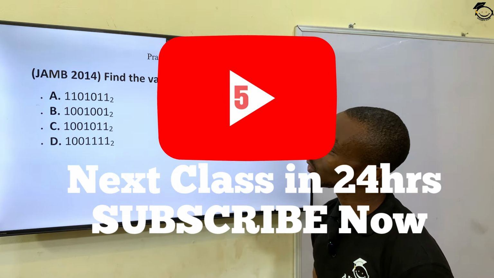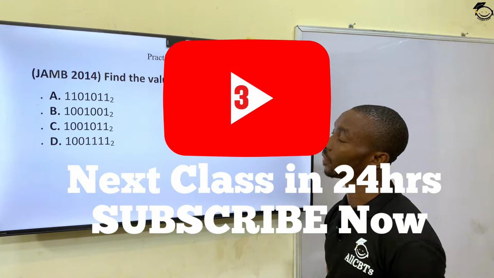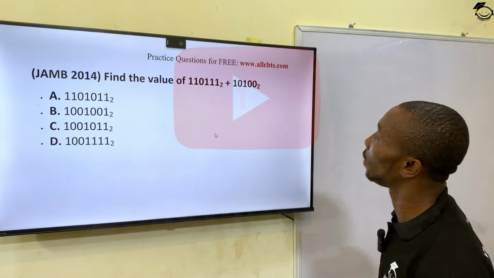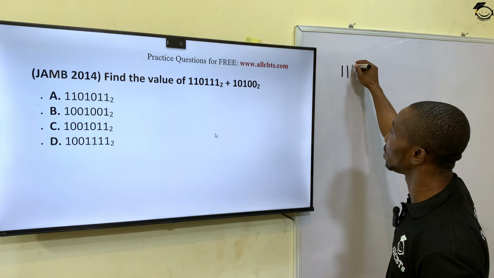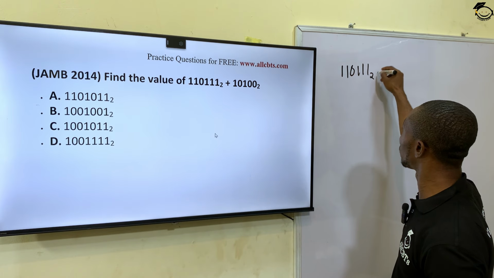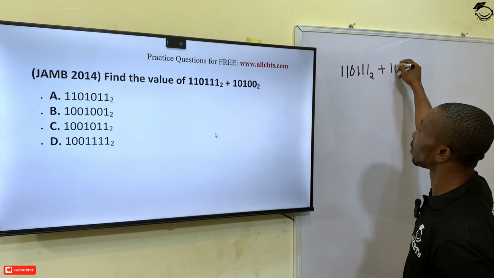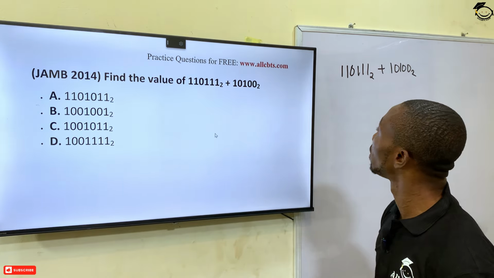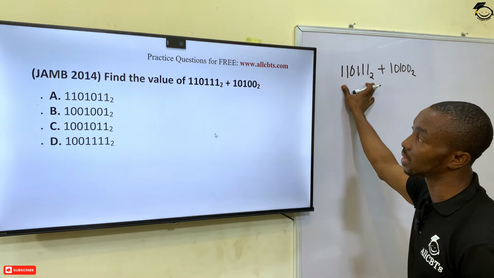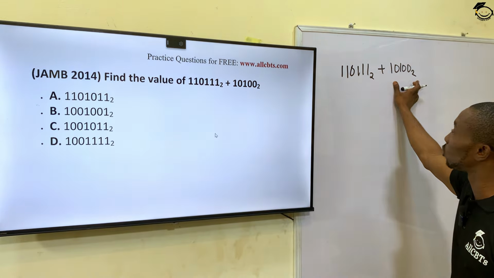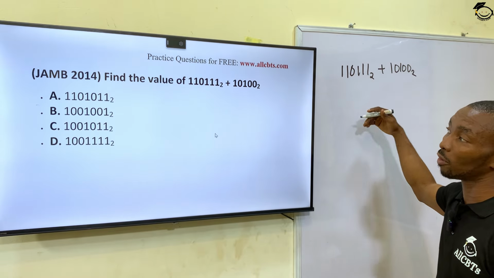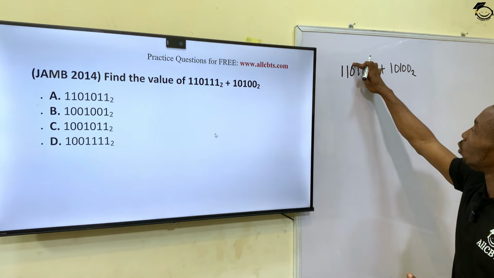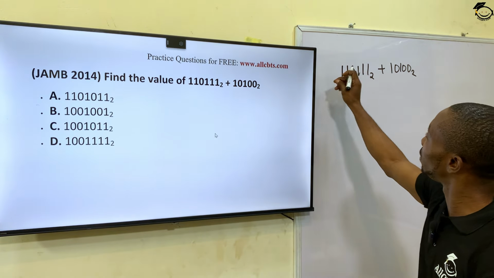All right, so our next question from 2014, it says, find the value of 110111 base 2 plus 10100 base 2. Now, this can be solved in 2 ways. First, we can convert this to base 10 and this to base 10, then sum them up and we convert back to base 2, or we can solve this out directly.